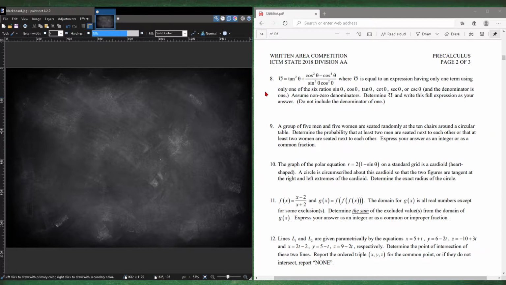A group of 5 men and 5 women are randomly seated at 10 chairs around a circular table. Determine the probability at least 2 men are seated next to each other, or at least 2 women are seated next to each other. So basically, if you have a circular table and you're seating 10 people, because 5 men and 5 women, that's 10 people, how many ways can you order them?